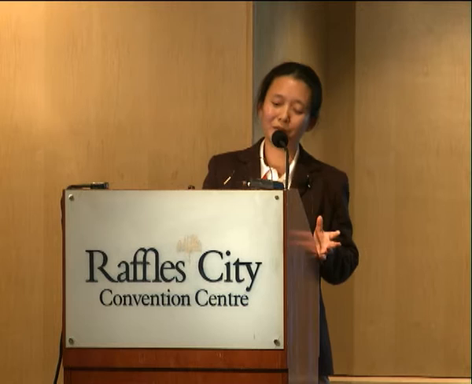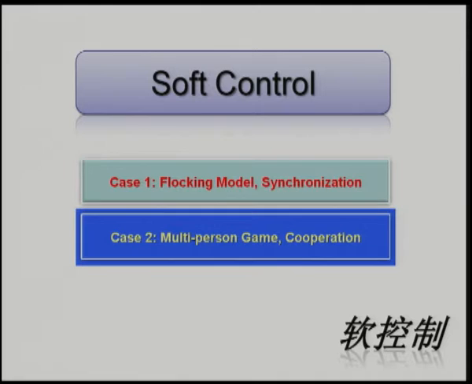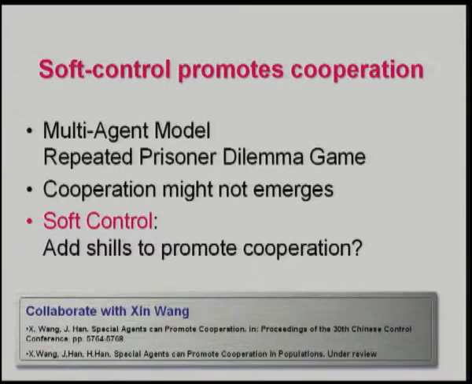this is the end for the Vicsek model, and actually soft control is not just for the Vicsek model, and it could be applied to other systems if the system has many autonomous agents and with local interaction. So I will show you the second example, that is to use soft control to promote cooperation in a multi-person game. We consider a multi-agent model in which agents are playing a repeated prisoner's dilemma game, and cooperation might not emerge in this self-organized multi-agent system. And then we put shills into the system, and they will promote cooperation.